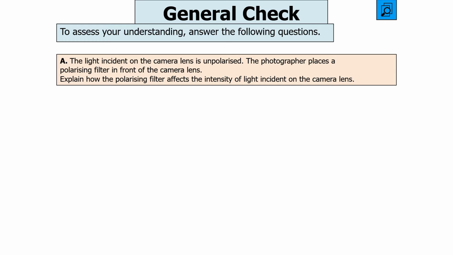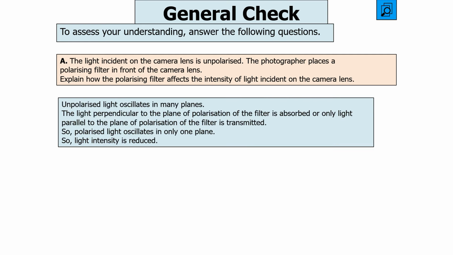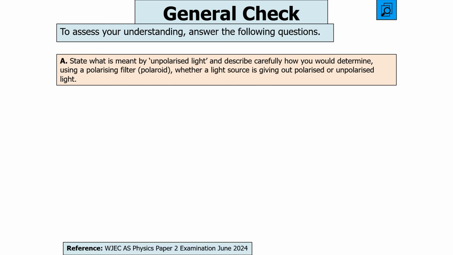Well, when we look at this answer, unpolarized light oscillates in many different planes. Now, the light perpendicular to the plane of polarization of the filter is absorbed, or only the light parallel to the plane of polarization of the filter is transmitted. So this tells us that the polarized light will only oscillate in one plane, so therefore our light intensity is reduced.